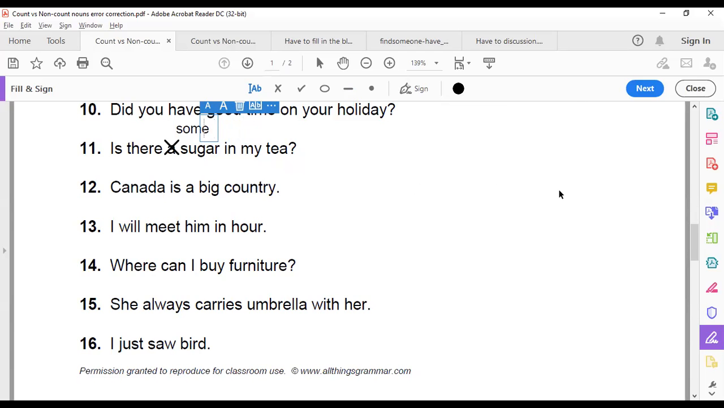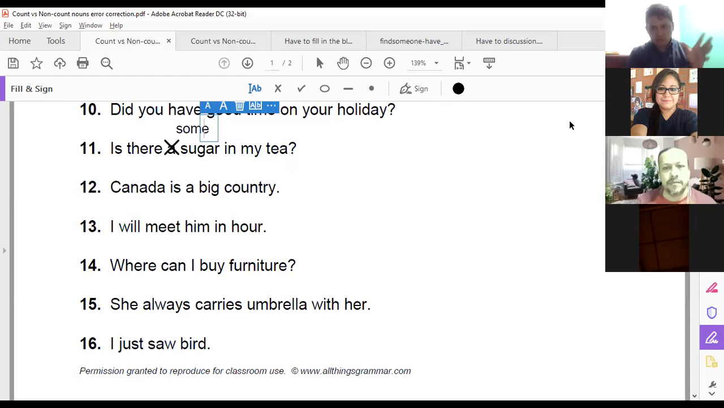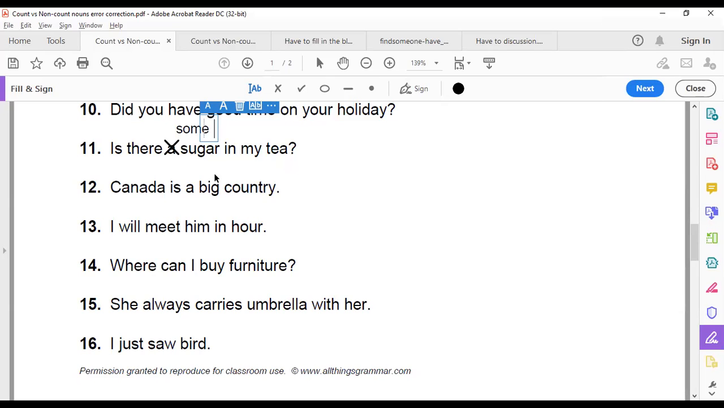Si usted quiere ser 100% gramaticalmente correcto, va a hacer la pregunta, is there any sugar in my tea? And obviously you need to erase a, okay? Pero también puede preguntar, ¿verdad? Is there some sugar in my tea? And both are okay, ¿verdad? Pero como le digo, la gramática es, you know, grammar is sometimes complicated over here.